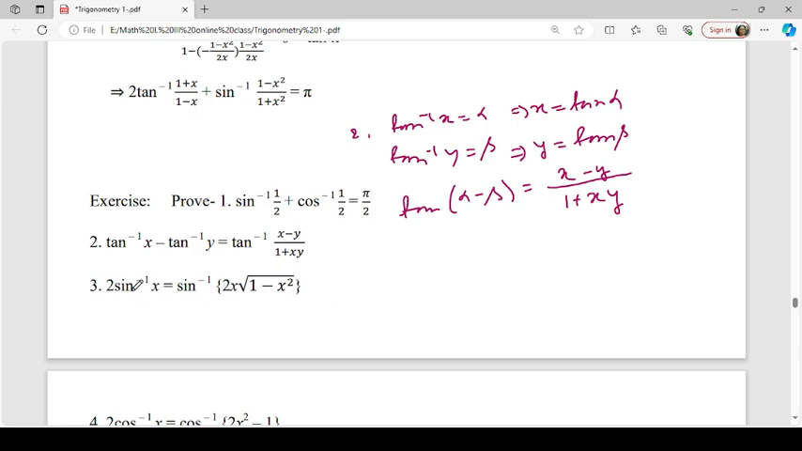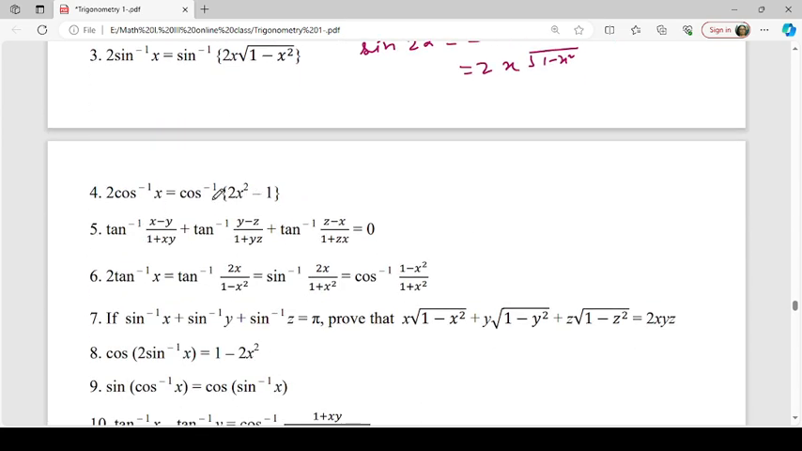Similarly for this one, sine of twice x. Let sine inverse x be alpha. Then we have sine of twice alpha equal to 2 sine alpha cos alpha. Sine alpha is x, and cos alpha will be root over 1 minus x square. So twice alpha is sine inverse of this, that is, 2 sine inverse x equals this value.